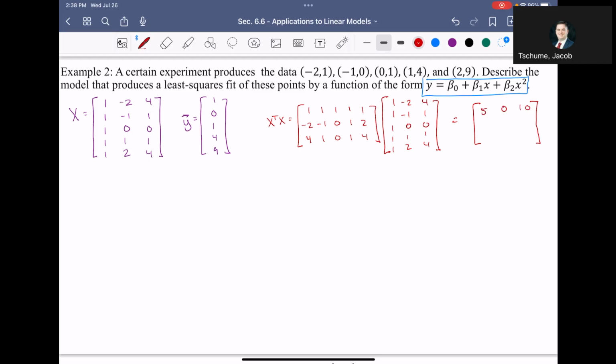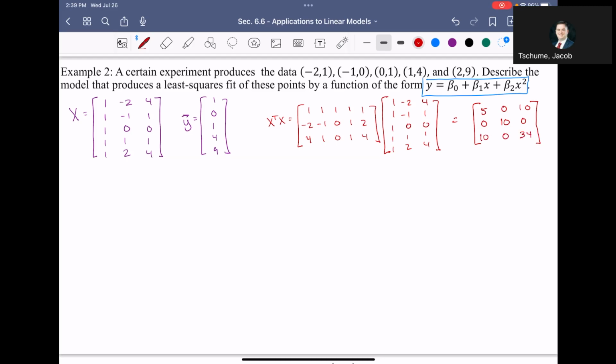Second row times each column, that's going to end up giving you a 0. That's going to give you 4, 8, 10. And then that's going to give you -8, -1, 1, 8. That's 0. And then finally, last row times every column, that's going to end up being 10. And that's going to end up being -8, -1, 1, 8, 0. And then 16, 16, 32 plus 2, 34. So that's x transpose x.